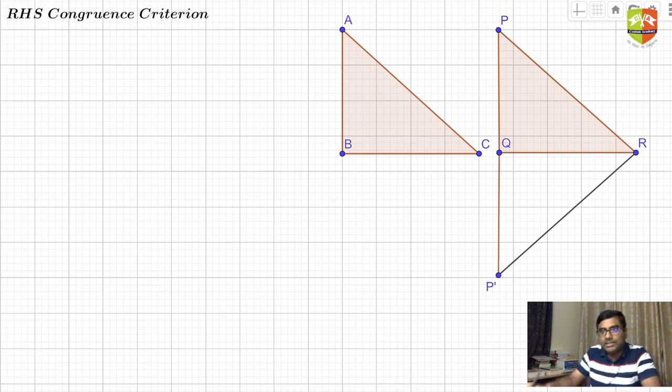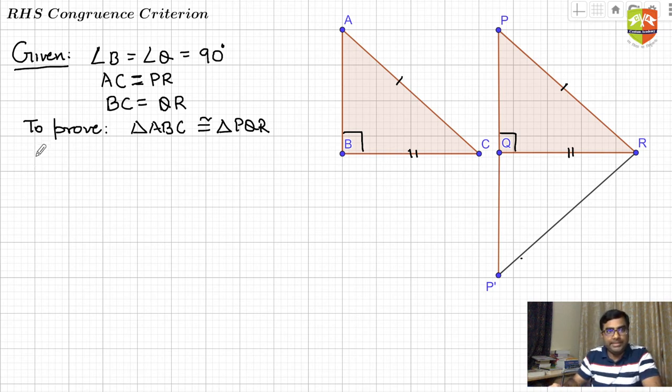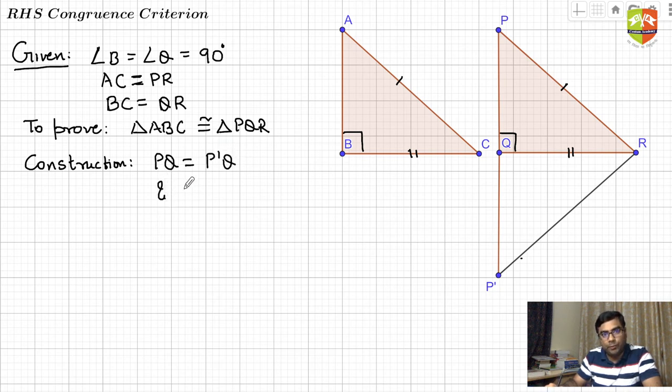So let me also write it. Let me now switch it on. And I'm saying construction. What construction am I doing, guys? Construction is this. So PQ, we did this construction. PQ extended so that it is equal to P dash Q. And angle ABC is equal to angle PQR, right? And both are equal to 90 degrees.